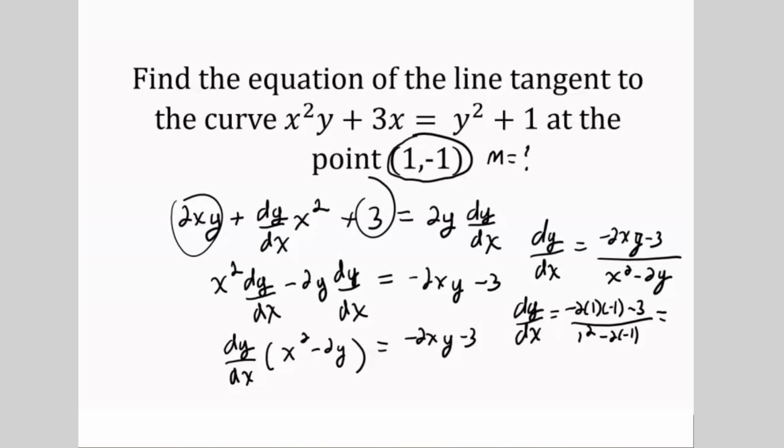So the top looks like it's going to come out to be 2 minus 3, which is negative 1. And the denominator looks like it's going to be 1 plus 2, so that's 3. So that means my slope is negative 1/3. So the equation of my tangent line in point-slope form would be y plus 1 is equal to negative 1/3 times (x minus 1).